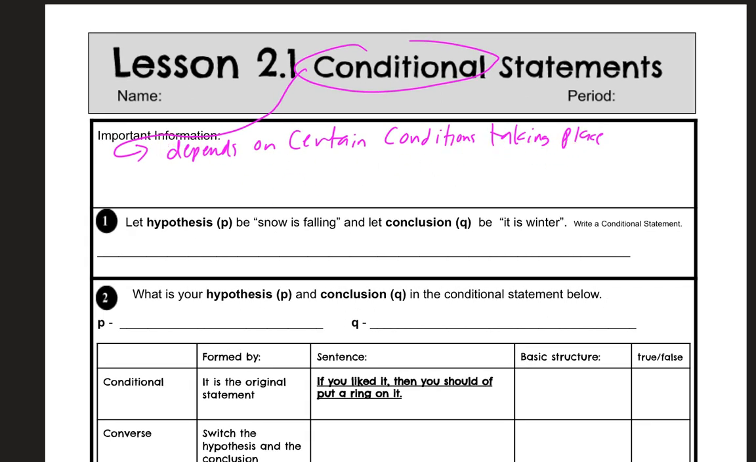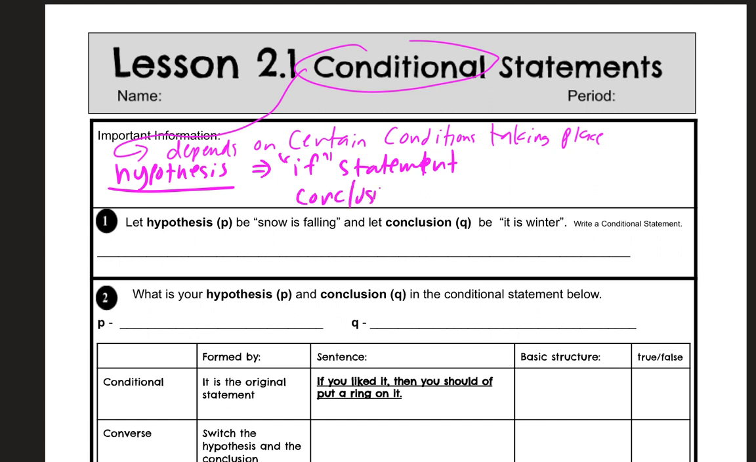Okay, so we're going to talk about two terms here. The first one is going to be hypothesis. Okay, so the hypothesis is the if statement. And then we're going to talk about conclusion, which is the then statement. Okay, so we said it's under certain conditions. So if something happens, then something happens.